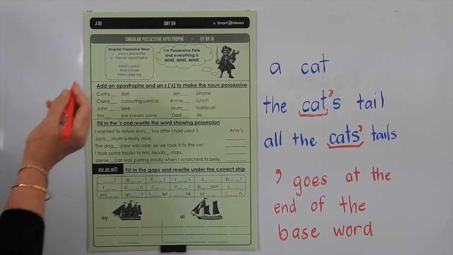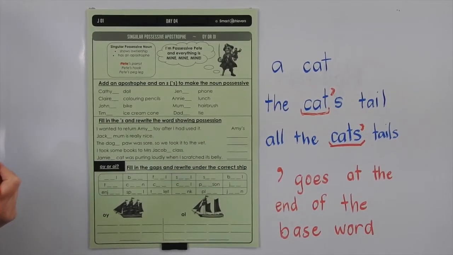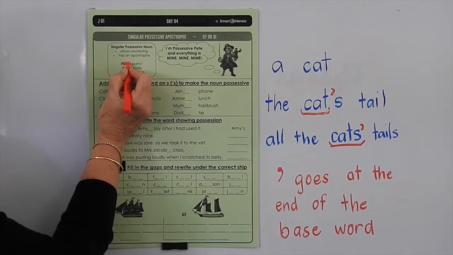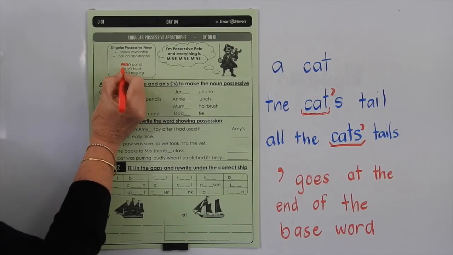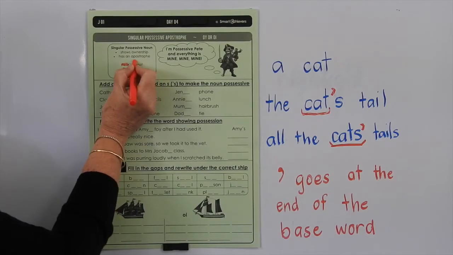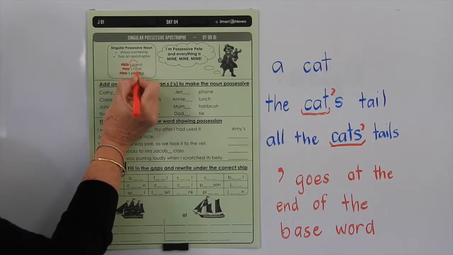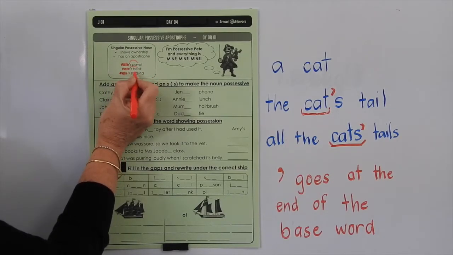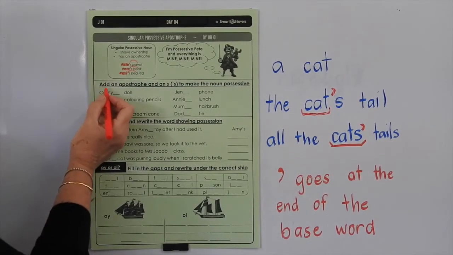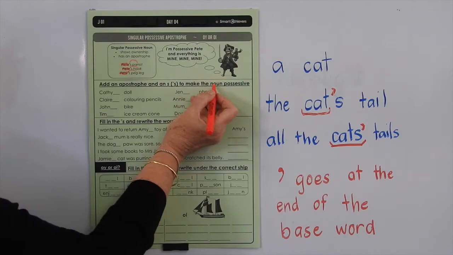So if you look at Pete's parrot, there's only one Pete. If you saw Pete, you'd say, hi Pete, you wouldn't say hi Pete's. So to indicate that Pete is his name, there's only one of him, we'll highlight that base word to show that there's only one of him. Now we're saying the parrot belongs to Pete, that's why the apostrophe goes in after the base word. Pete's hook, Pete's peg leg. The apostrophe always goes at the end of the base word. So add an apostrophe and an S, apostrophe S, to make the noun possessive.